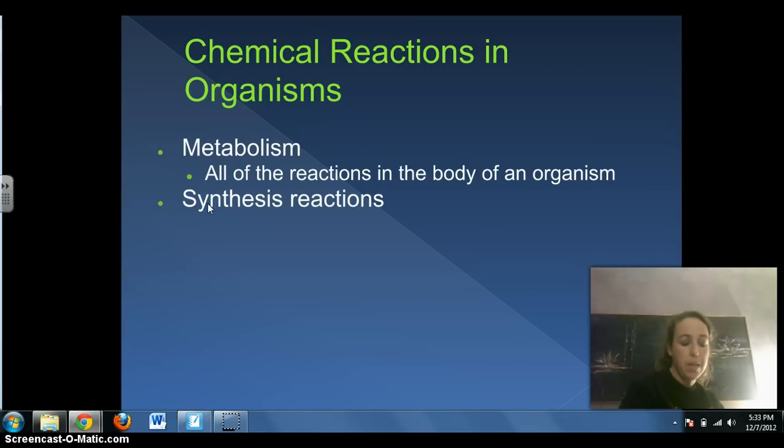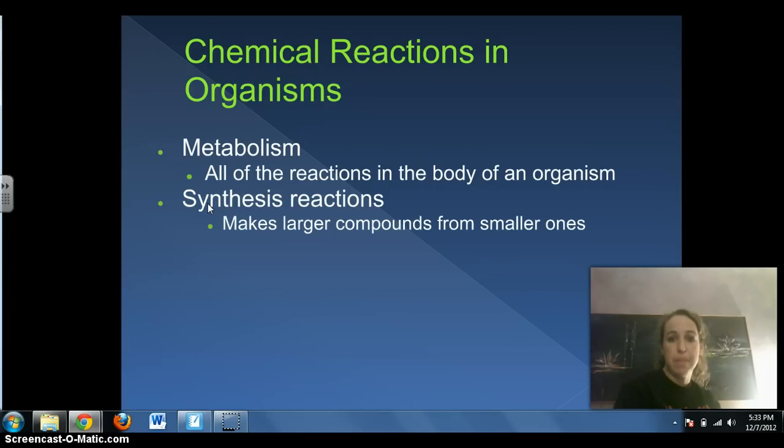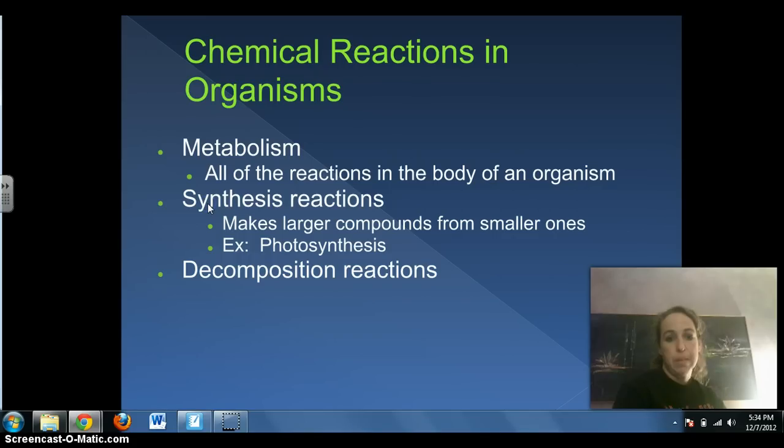We classify reactions in biology in 2 different ways. One is synthesis reactions, and to synthesize something means that you're making something, so to make it bigger. Synthesis reactions make larger compounds from smaller ones. They take 2 small things and make something bigger. Photosynthesis is an example of that. All of you have told me already that carbon dioxide and water you put together to get glucose. You're taking carbon dioxide and water, which are 2 small molecules, and putting them together to make something bigger, which is glucose. Decomposition reactions are the opposite of that.